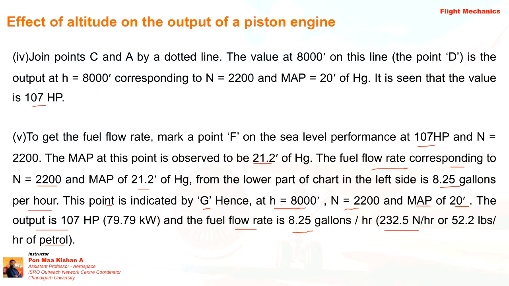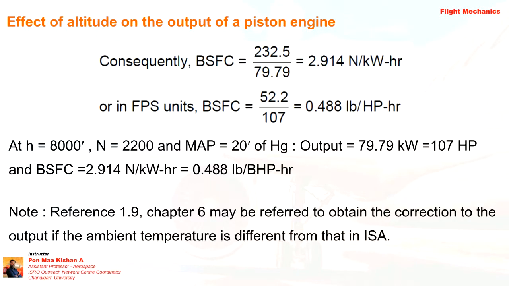Okay, so the horsepower is 107 HP. If you convert that into kilowatt, multiply by 0.746, so approximately it will be 79.79 kilowatt. From there we can easily find the specific fuel consumption: divide the fuel flow rate by the output power. So we'll be getting the specific fuel consumption as 2.914 Newton per kilowatt per hour.